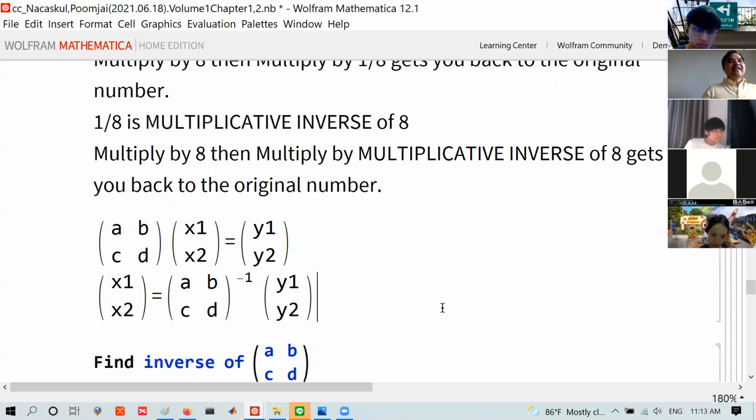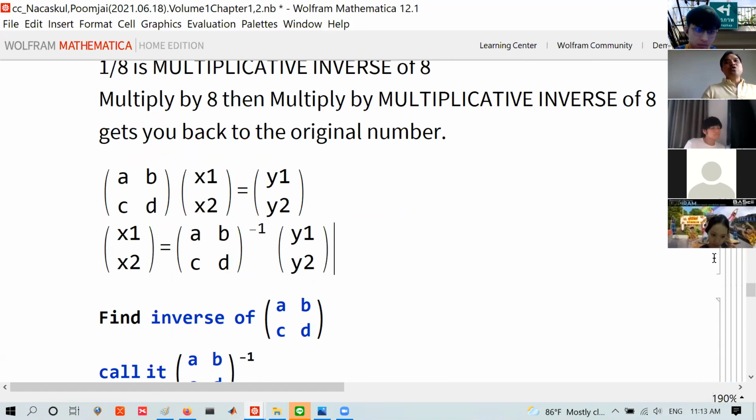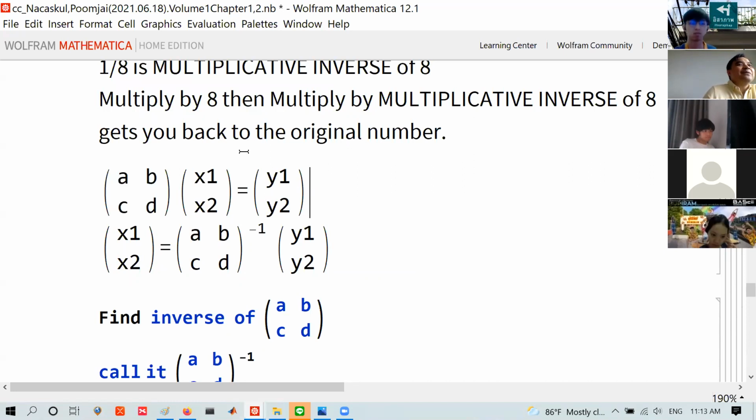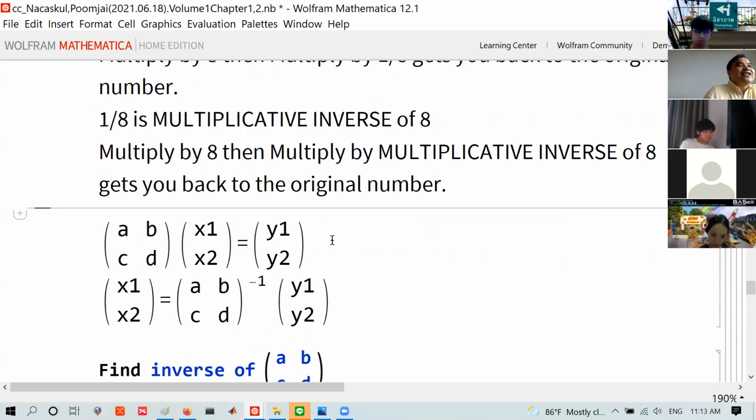So this is everything that you will be doing in a huge class called linear algebra. Well, not everything. It's a lot. It's most of it. Most of it is this.